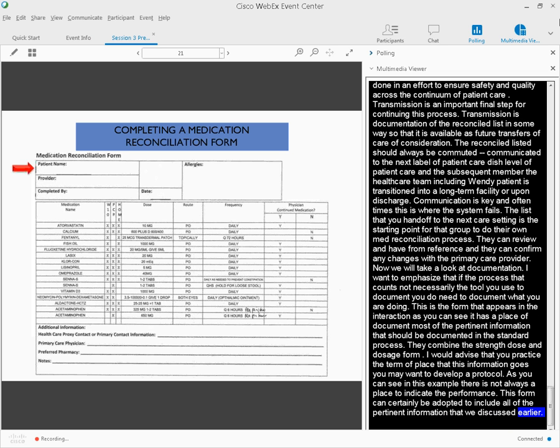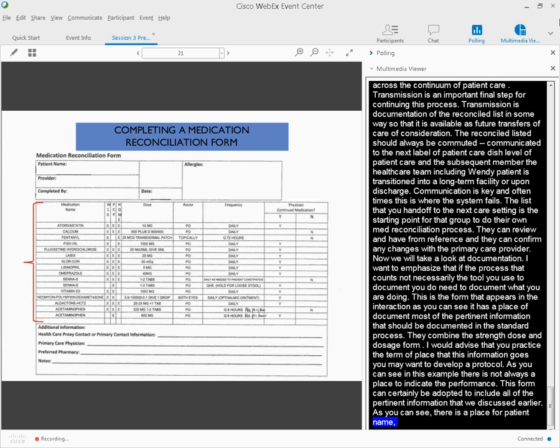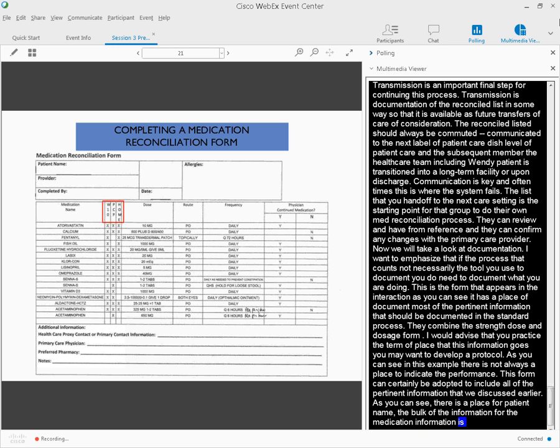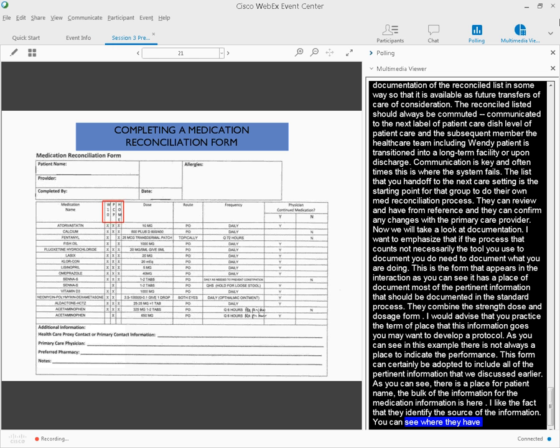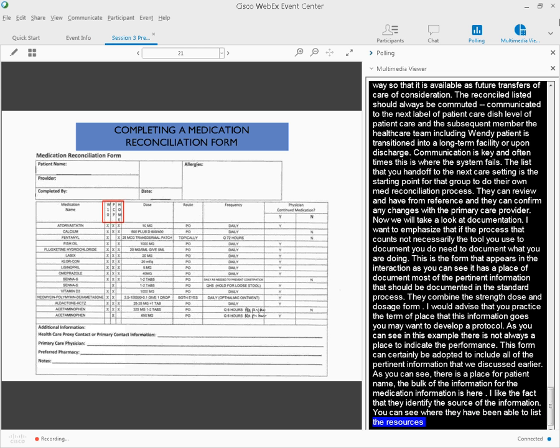So as you can see, there's a place for a patient name. Again, the bulk of the information for the medication information is here. I like the fact that they identify the source of the information. Again, you can see where they've been able to use 3 sources versus 2 sources versus 1 source. So best practices do look to have us use at least 2 sources of information.